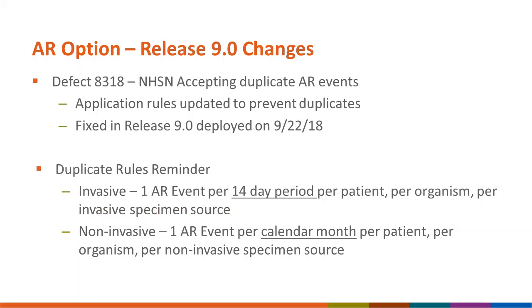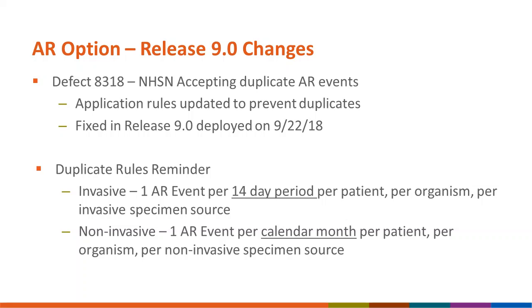Thanks, Casey. First, I wanted to talk about a 9.0 change. This was defect 8318. We discovered that duplicate AR events were getting into the application, so we tightened up the application rules so that duplicates are no longer accepted. Defect 8318 was fixed in release 9.0, which was actually already deployed on Saturday, September 22nd, but it was important enough that we wanted to alert you to it, just so you could make any updates if needed.